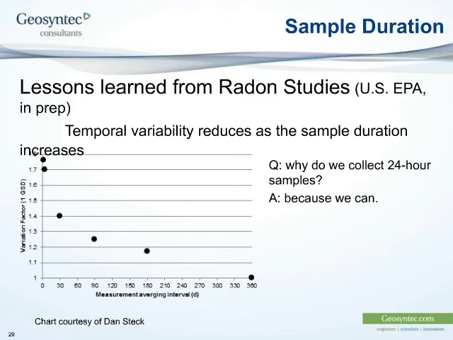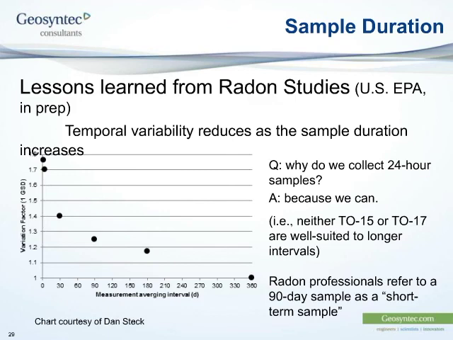Yeah, so why do we collect a 24-hour sample? And the answer is because we can, not necessarily because it's the right thing to do. And I think the next 2 points are, neither of the existing methods, TO15 or TO17, are well suited to the longer intervals. But the folks in the radon industry don't even consider anything less than a 72-hour sample duration to be representative.